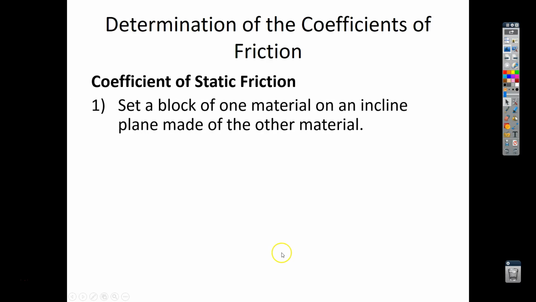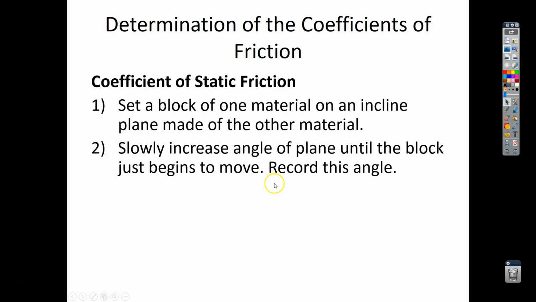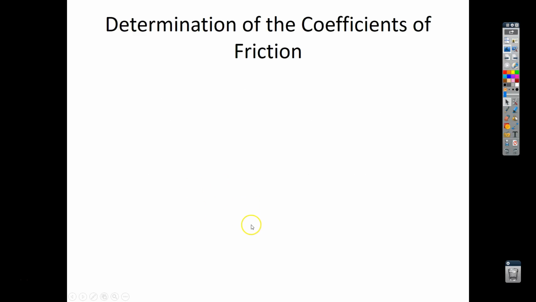To find the coefficient of static friction, I'll set a block of a material up and then increase the angle. Once I hit the angle where it starts to slide, I can find out what mu s is. We're actually going to do this in the lab. We just find the tangent of the angle, and that gives me the coefficient of static friction.